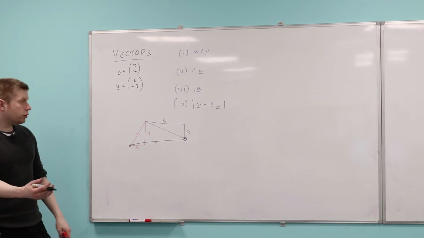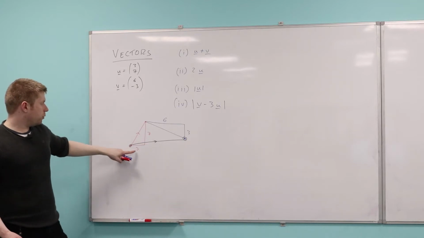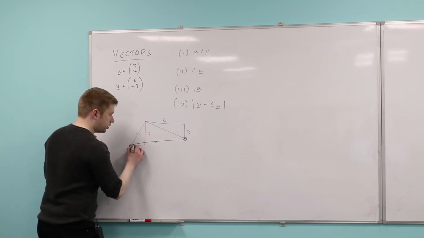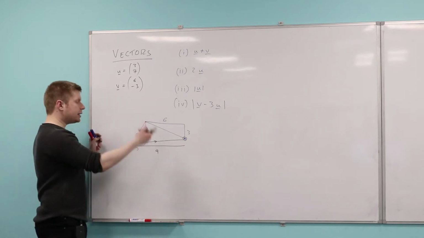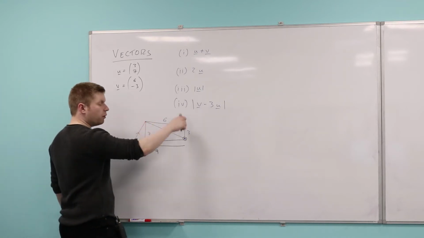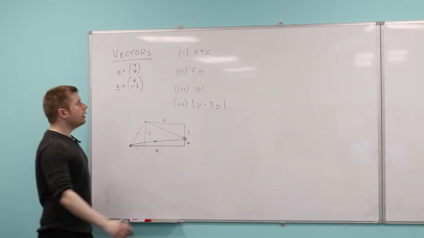u plus v. Good. How many steps have I moved across? I've moved 3 steps across and then another 6 steps across when I did v. So I've moved 9 across. Good. How many steps have I moved up or down? 4, because I moved 7 steps up, then I moved 3 steps down, which means in total I've only moved 4 steps up.